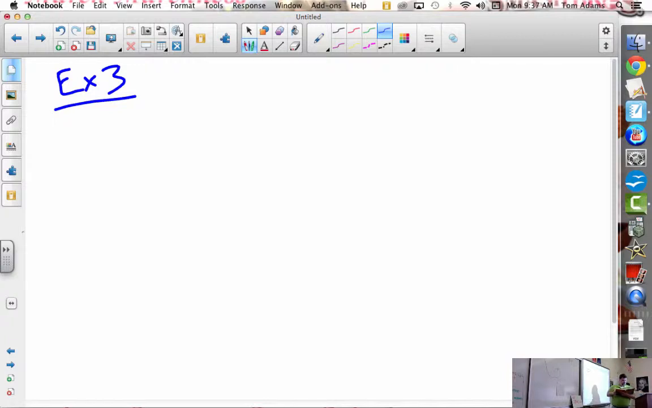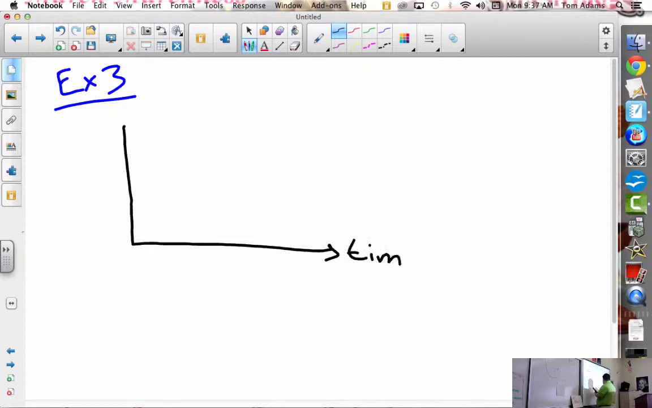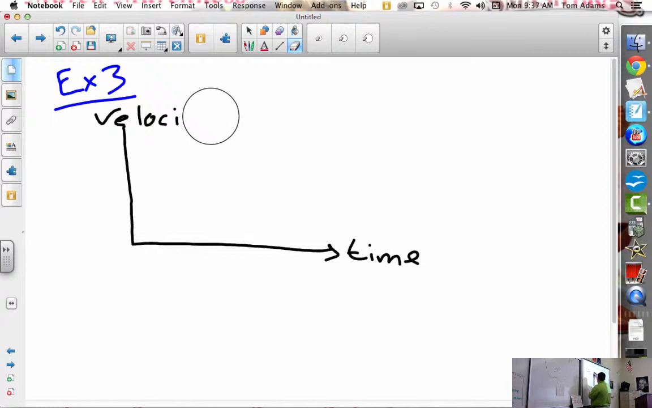A train moves along a track at a steady 75 miles per hour from 7 a.m. to 9 a.m. Express the total distance as an integral. All right, so here's what we're going to do. We have time and the velocity. Now, the reason I'm writing it this way, what are they asking us to do?